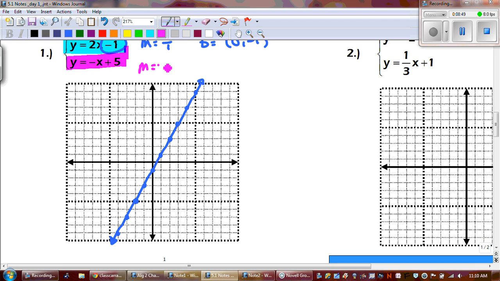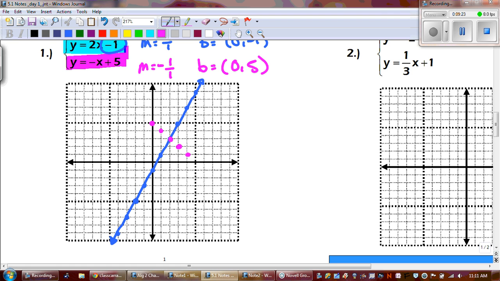Now my slope is -1, and that's -1 over 1, and that's right there, okay? And now the next thing is where we begin, and I'm beginning at 0, 5, because right there it's a +5, okay? So starting at +5, it's negative, so I go down 1 over 1, down 1 over 1, and right away we see where they intersect, okay?